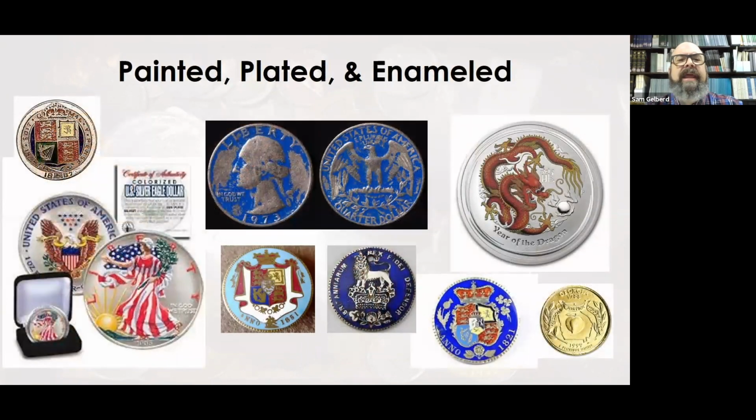And then painted, plated, or enameled coins. Only the one on the top right, the Year of the Dragon, that Chinese zodiac coin, that's the only one that was released with the paint on it. A lot of these other coins you see right here are just aftermarket. It was really popular to do things in the Victorian era to enamel certain coins. These are pretty. But then you see a quarter right up here with this blue paint.